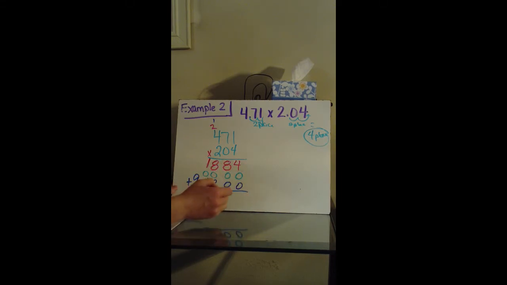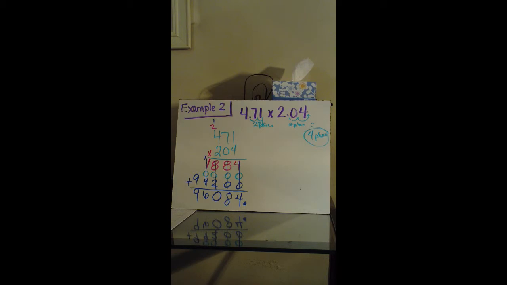Now I'm ready to add my columns so that I can find the product of 471 times 204. So 4 plus 0 plus 0 is 4. 8 plus 0 plus 0 is 8. 8 plus 0 plus 2 is 10. So I need to carry my 1. Now 1 plus 1 is 2, plus 0 is 2, plus 4 is 6, and just my 9. Okay? Remember my decimal is here right now. So my 2 whole numbers, 471 times 204, gives me a product of 96,084.